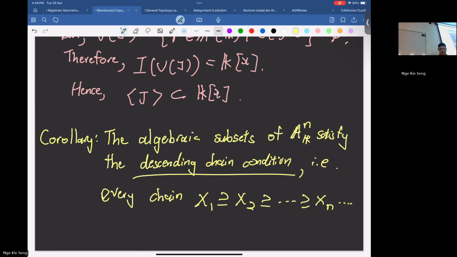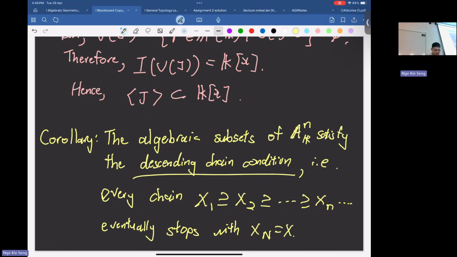Cannot. Okay, so it cannot. So eventually it stops. I think this is your intuition with your R^n. Okay, so how to prove this? You apply I to this thing, and then you will see that in the ideal case, you have an ascending chain condition. It must stop.